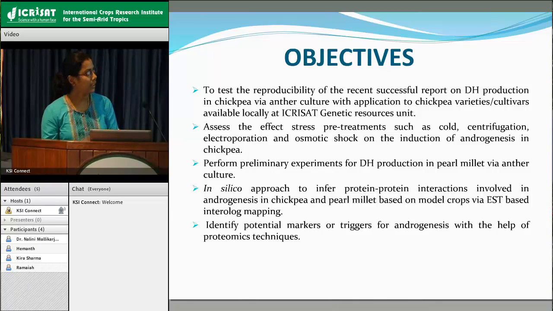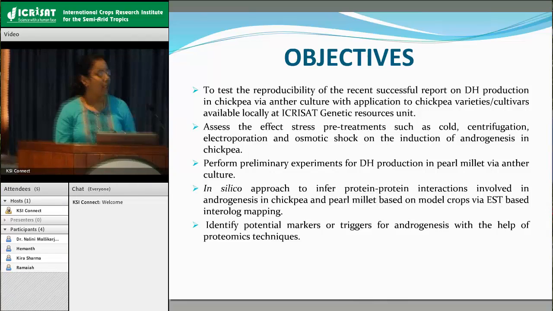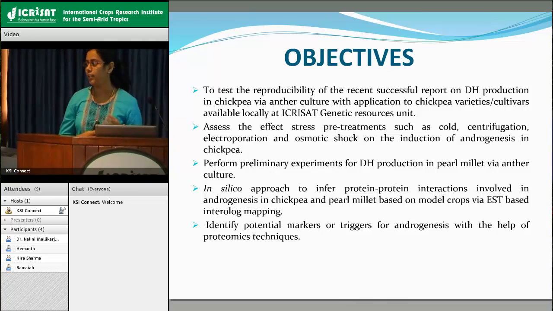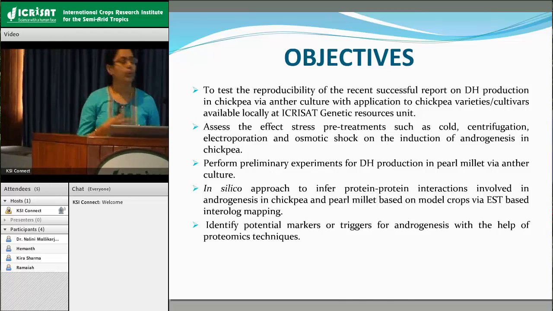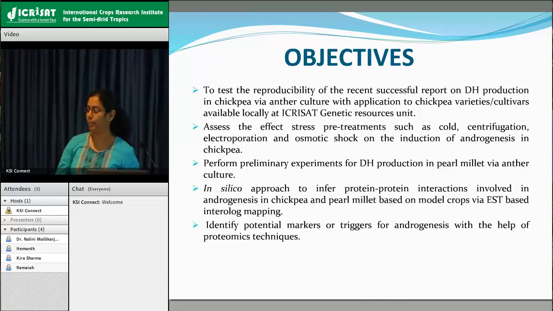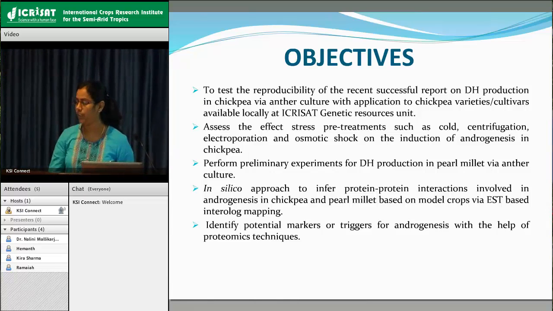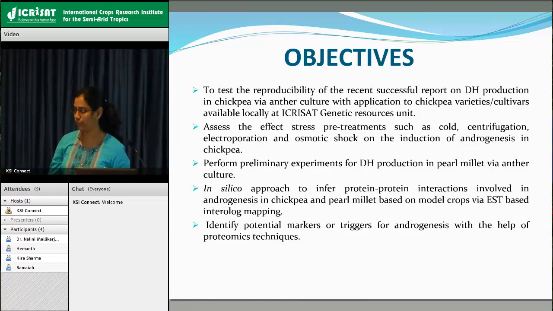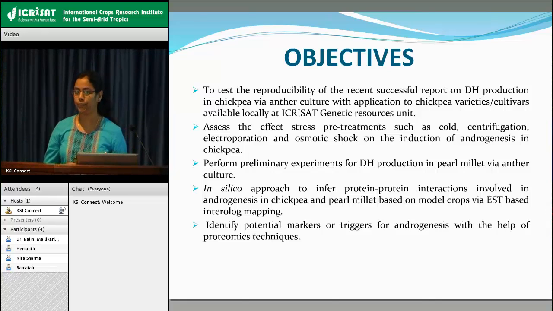And the next is, in this same way, I have tried to give a preliminary attempt to anther culture experiments in pearl millet also. And next, to follow it up, we wanted to understand what is happening exactly in chickpea and pearl millet in relation to androgenesis. So I have gone for protein-protein interactions based on EST-derived interolog mapping. And I have also tried to employ some proteomics work, that is going for two-dimensional electrophoresis, in order to identify potential markers or triggers for androgenesis in these two crops.